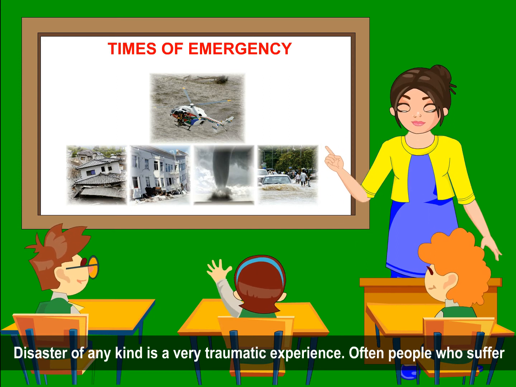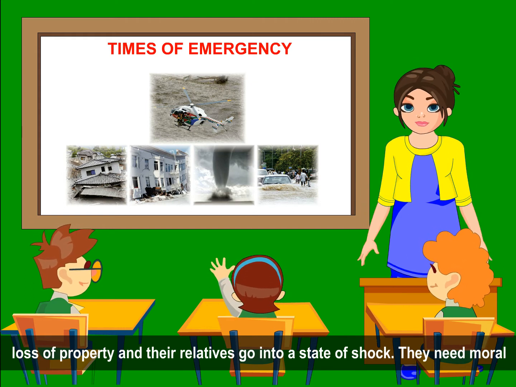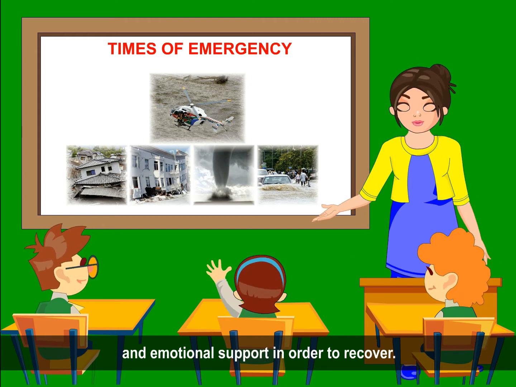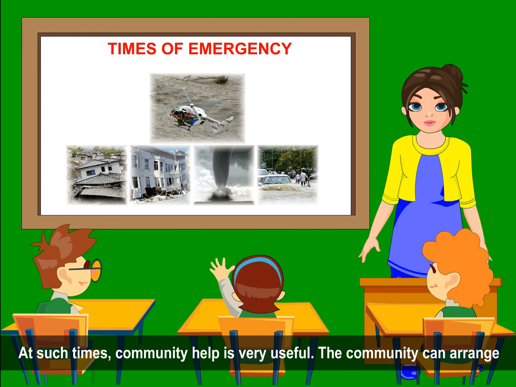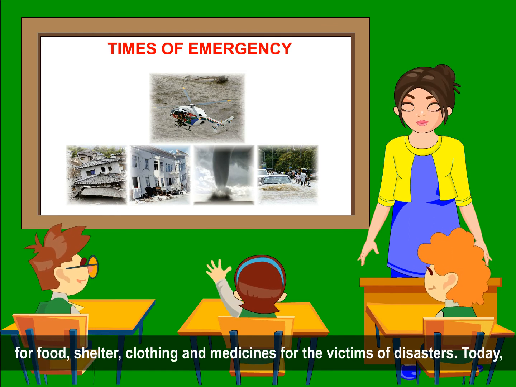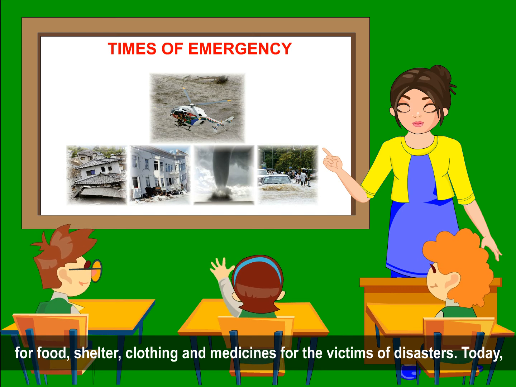Disaster of any kind is a very traumatic experience. Often people who suffer loss of property and their relatives go into a state of shock. They need moral and emotional support in order to recover. At such times, community help is very useful. The community can arrange for food, shelter, clothing and medicines for the victims of disasters.